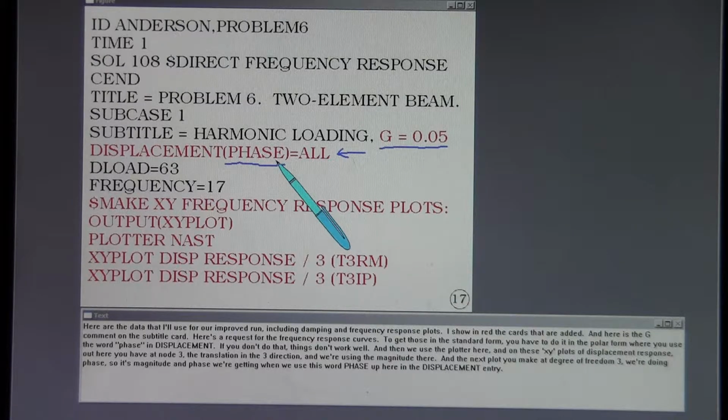And then we use the plotter here, and on these XY plots of displacement response, out here you have at node 3 the translation in the 3 direction, and we're using the magnitude there. And the next plot you make at degree of freedom 3, we're doing phase. So it's magnitude and phase we're getting when we use this word phase up here in the displacement entry.